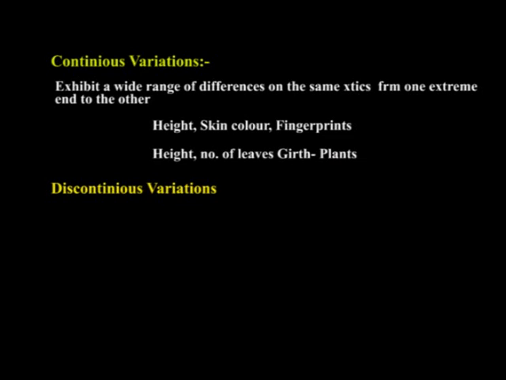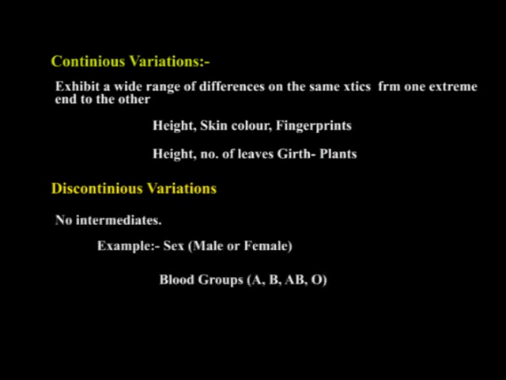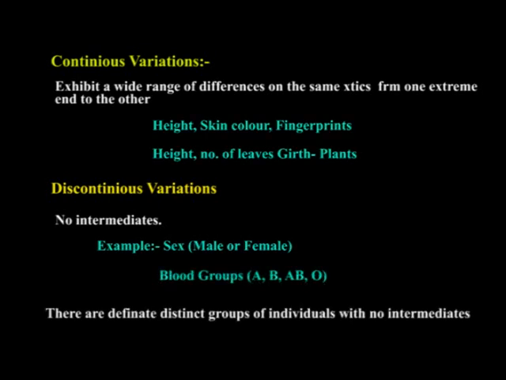On the other hand, in discontinuous variation, there are no intermediates for a given characteristic. For instance, sex. You are either male or female, period. No one falls in between. Well, abnormalities do occur, but naturally it's not supposed to happen. The blood groups. You are either A, B, AB, or O. So in this variation, there are definite distinct groups of individuals with no intermediates.